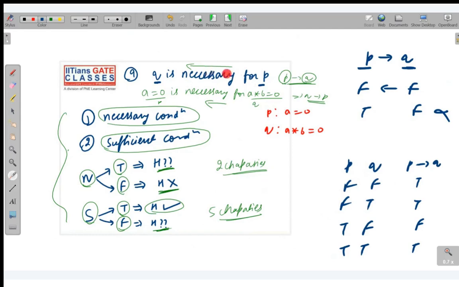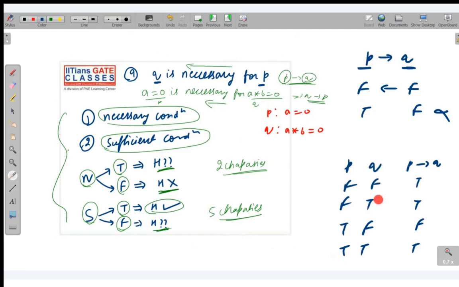So that's why I am saying Q is necessary for P. So that's why the direction is from P to Q. Okay. So whenever we write P implies Q, Q is a necessary condition for P. Why is Q a necessary condition for P? Because if Q is false, then P must be false. But if Q is true, I cannot say anything about P.